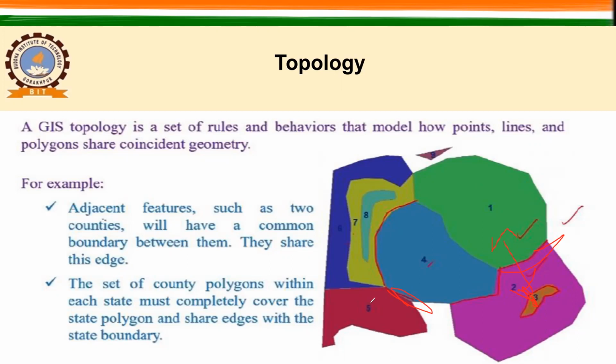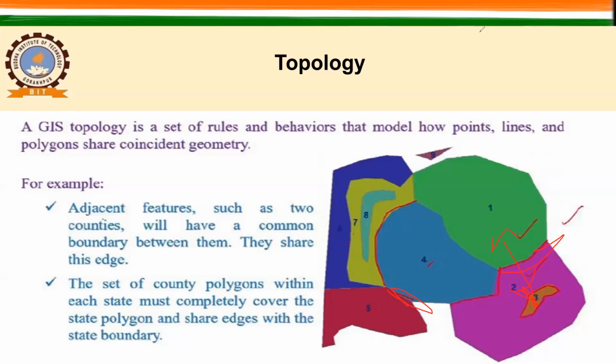So for example, adjacent features such as 2 countries will have a common boundary between them. They share this edge. The set of the country polygons which within each state must completely cover the state polygon and share the edges with the state boundary. Otherwise, they will be failing in some other state, right? So those things can be defined by, or it can be stored by like this by topology.